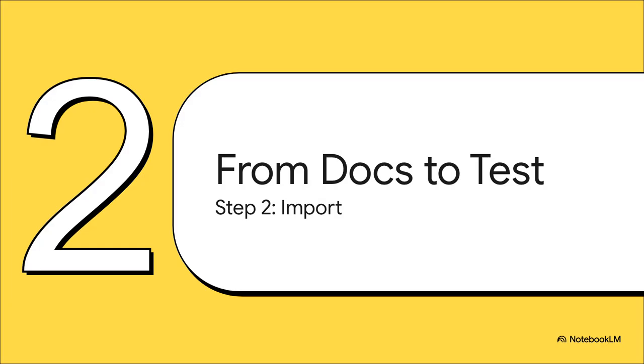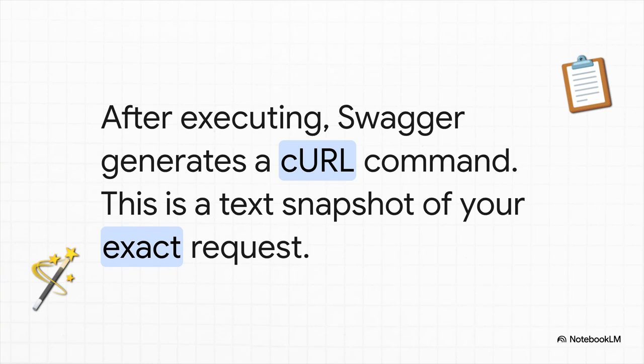Okay, that was awesome. That kind of exploration is super powerful. But now it's time to get professional. We need to take what we just learned and bring it into a proper testing tool, something like Postman. This is where we can actually save our work and start building it into something automated and repeatable. And here is where the magic trick comes in. See, when you clicked execute back in Swagger, it gave you more than just a response. It also generated something called a curl command. Now, if you're not familiar, this is basically a universal text-based recipe for the exact request you just made. It's got the URL, the headers, the body, literally everything.